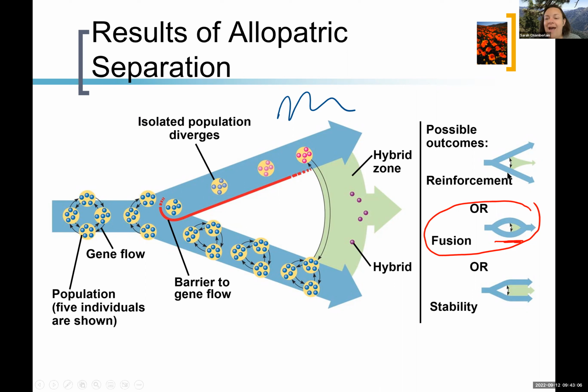Okay. Whereas this reinforcement example and the stability example, the reinforcement, it's like they become more and more and more different. So this for sure leads to speciation. This may or may not. This might lead to populations that are slightly different, but ultimately not different species. So maybe subspecies or something like that. Or it could mean speciation. So, right. So this is definitely speciation.